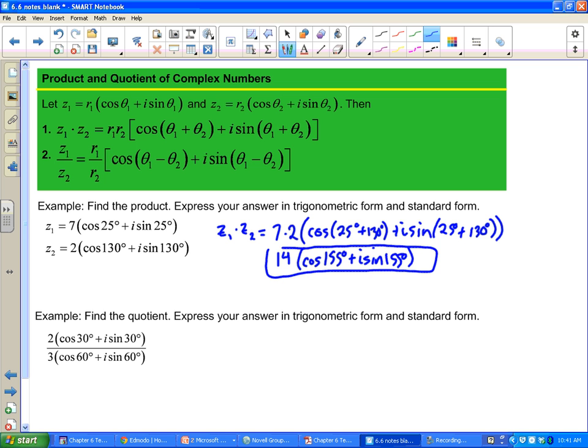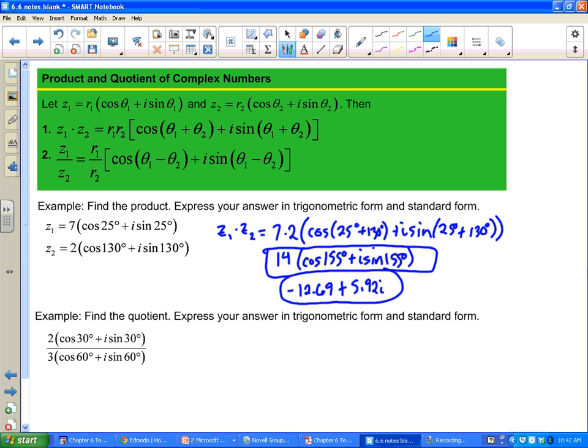If I want the standard form, because this is not on the unit circle, I would simply be doing 14 cosine 155. Make sure you switch to degree mode. 14 cosine 155, so that's negative 12.69. And then 14 times sine of 155, so that is plus 5.92i. I just typed that into my calculator and I got the standard form.